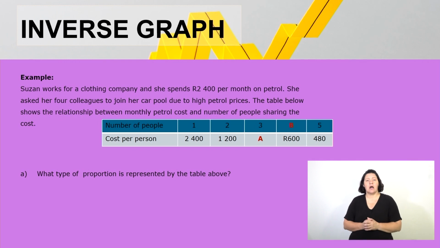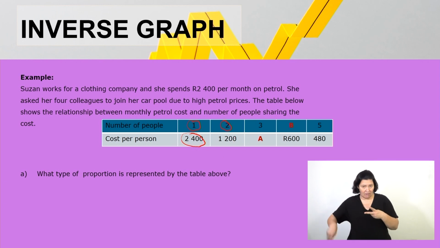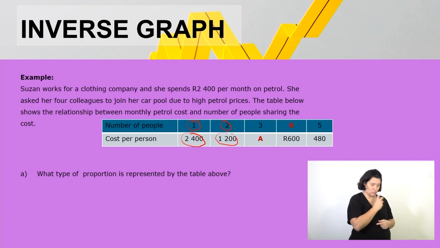Susan works for a clothing company and she spends $2,400 per month on petrol. She asked her 4 colleagues to join her carpool due to the high petrol prices. The table below shows the relationship between monthly petrol costs and the number of people sharing the costs. Let's look at the table. If she is alone, she spends $2,400, but if she can get a second person, they will each pay $1,200.